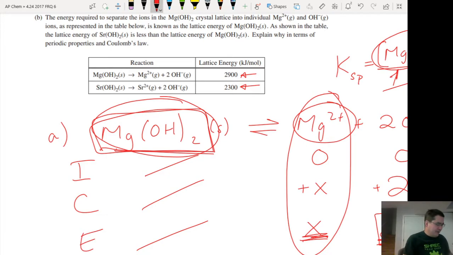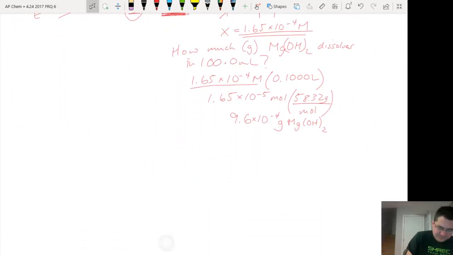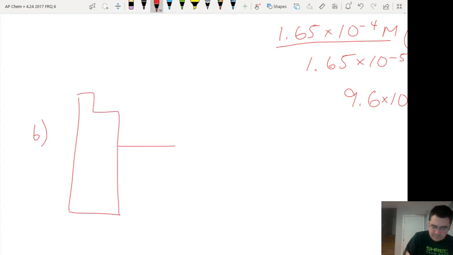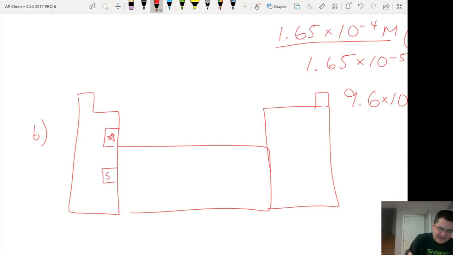Where are strontium and magnesium on the periodic table? Let me pull up the periodic table. You guys look, and I'll wait. I'm assuming magnesium is there. Where's strontium? Is it Sr? Sr, yep. It's number 38, which is right here, Sr and Mg.